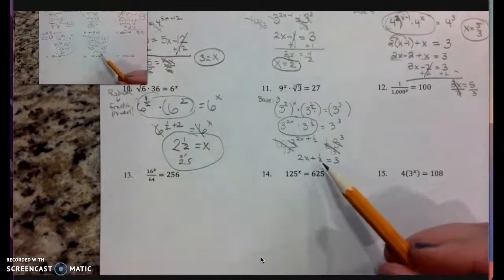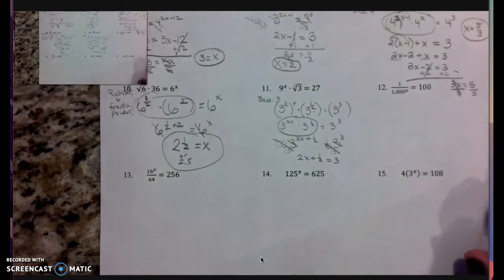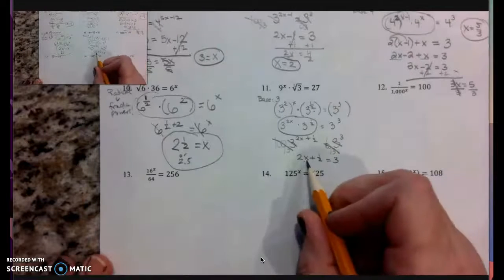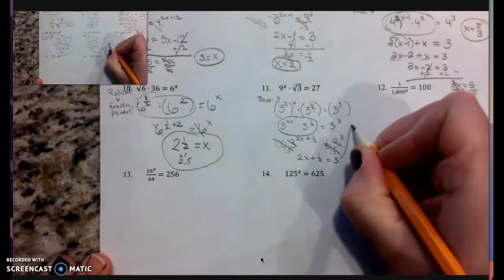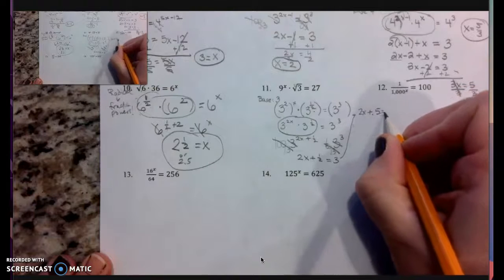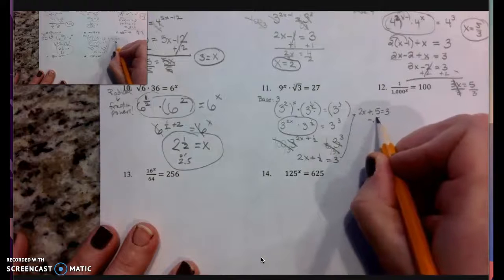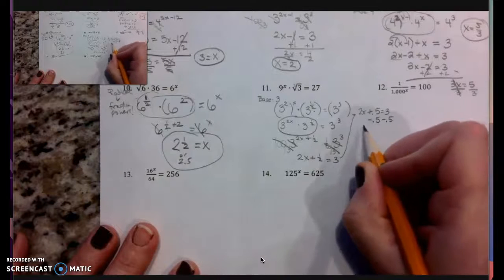All right, Miss Frebush, I'm not a big fan of fractions. Me either, kids, I'll be honest. So sometimes you can change them to decimals and it makes your life easier. So I'm going to change this to 2x plus 0.5 equals 3.